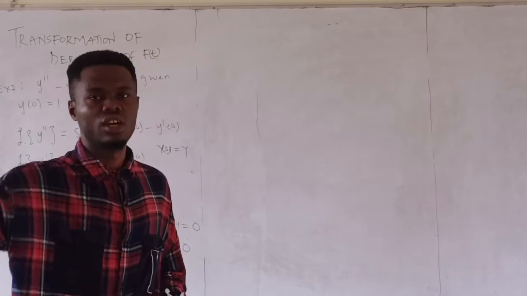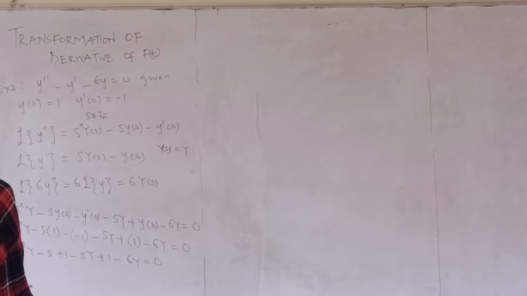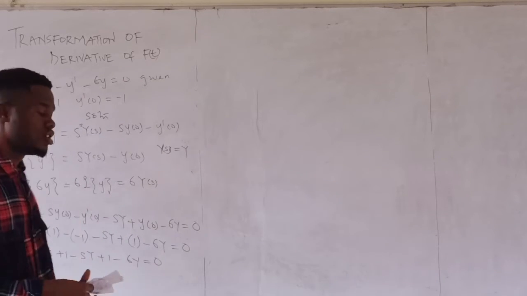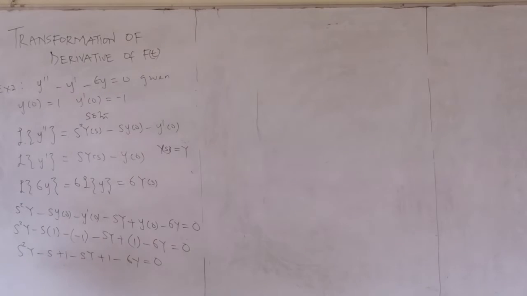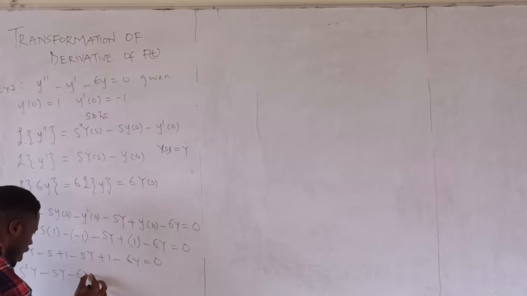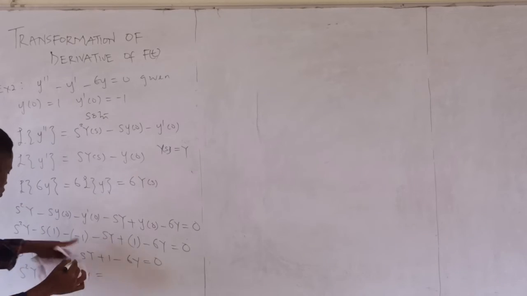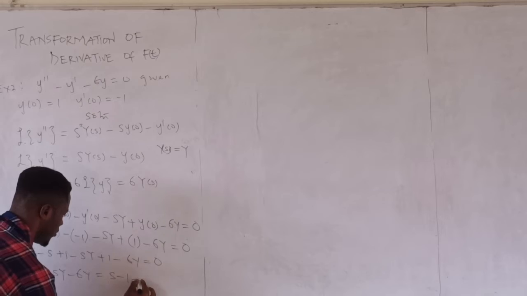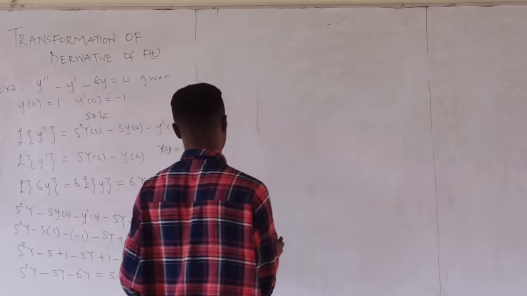So when you have this, all the functions that do not contain y should be taken over to the right hand side, while the functions that have y in them should remain on the left hand side. So if that is the case, what I have here will now be s squared of y minus s of y minus 6y will now be equal to s minus 1 minus 1. So this is what I have.